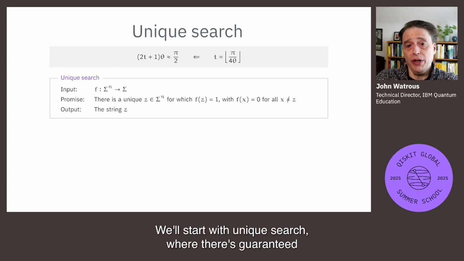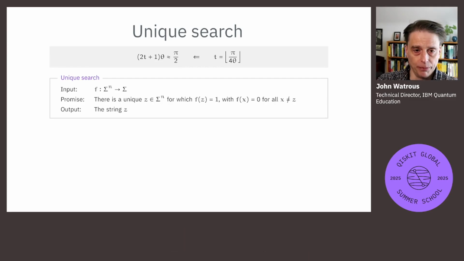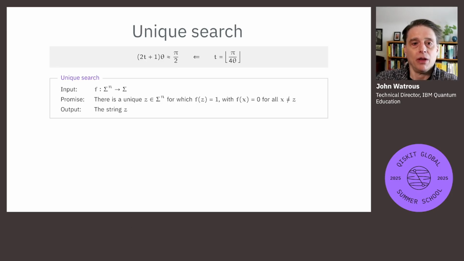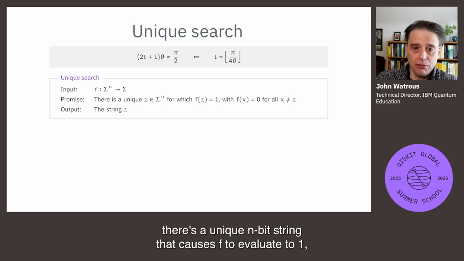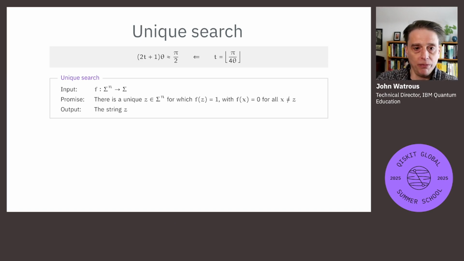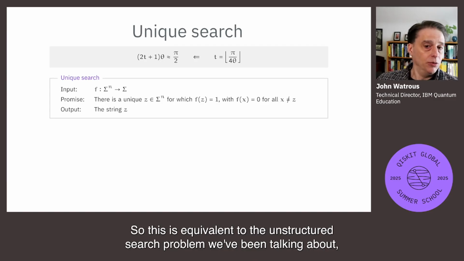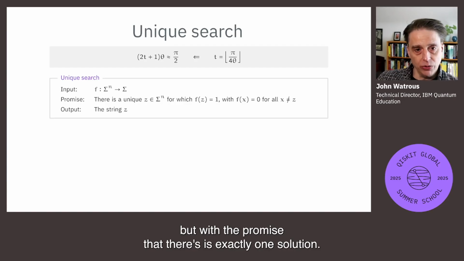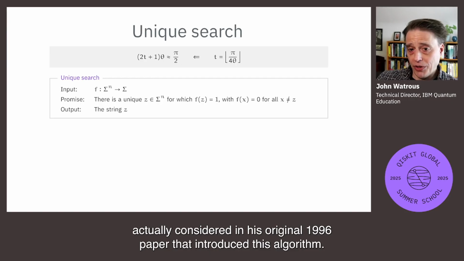We'll start with unique search, where there's guaranteed to be a single unique solution that we're looking for. I mentioned the unique search problem back in the beginning of the lecture. The input is a function f from n bits to 1 bit. There's a unique n-bit string that causes f to evaluate to 1, and the goal is to output that string. So this is equivalent to the unstructured search problem we've been talking about, but with the promise that there's exactly one solution. In fact, this is the only version of the search problem that Lov Grover actually considered in his original 1996 paper that introduced this algorithm.